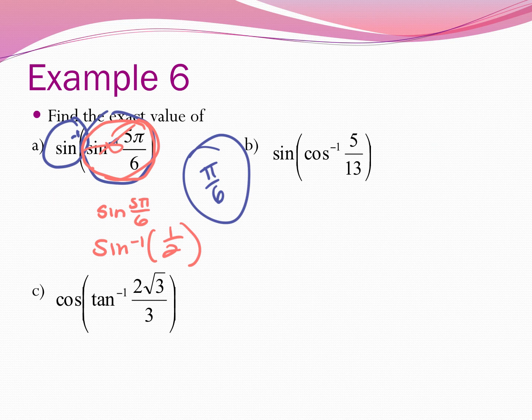So be careful because people see sine negative 1 and sine and they cross it through and they write 5 pi over 6, and that is wrong. You have to work with your non-restricted unit circle first and then your restricted one second.